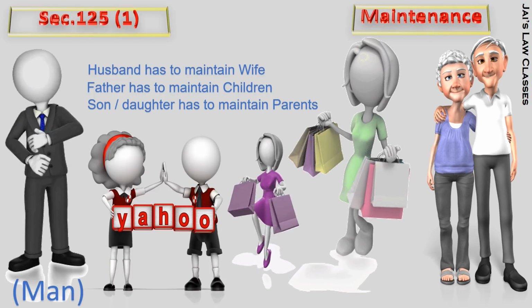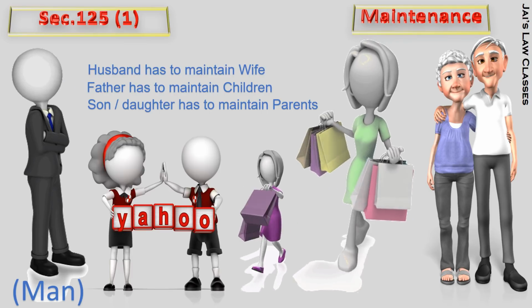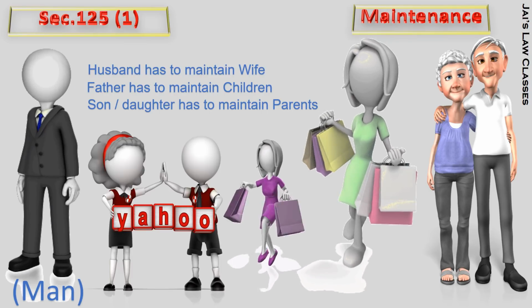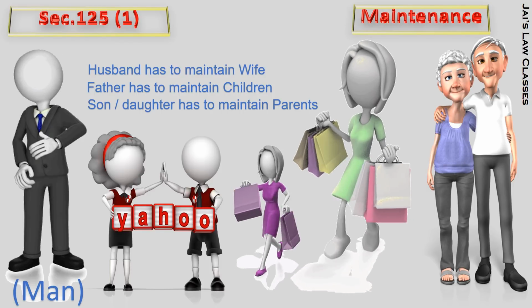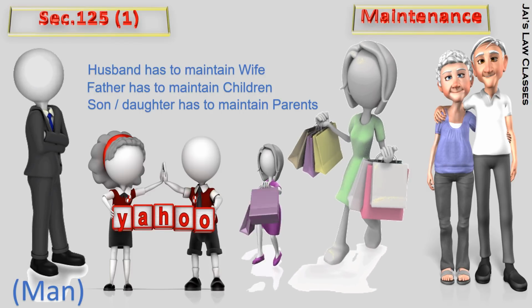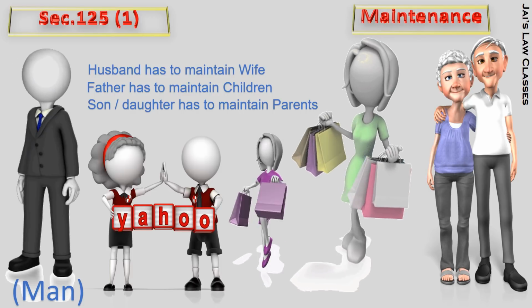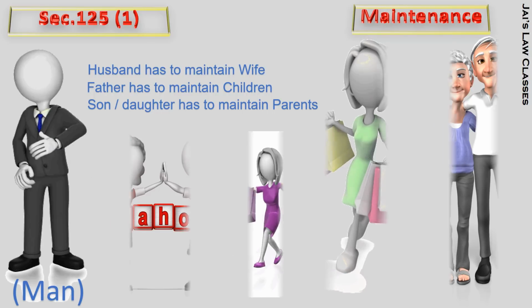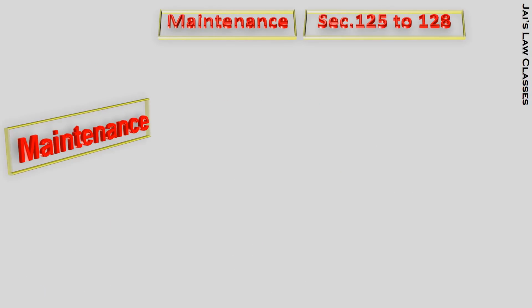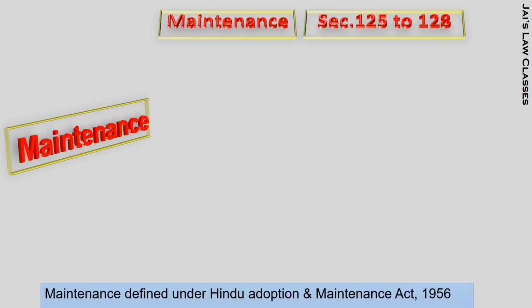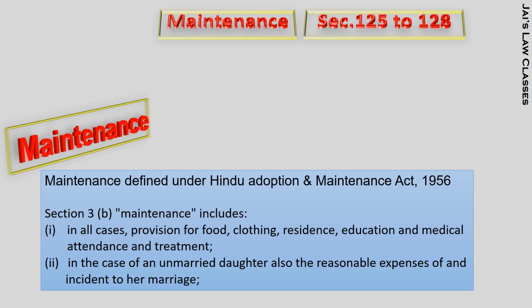And women still think that the life of a man is easy. Man, it does not seem to be that easy. These are all his responsibilities, and if he tries to run away from his responsibilities, the law will make him remember all his responsibilities. The word maintenance has not been defined in the Criminal Procedure Code. It has been defined under the Hindu Adoption and Maintenance Act 1956. So the definition of maintenance should be taken from here. Section 3, subsection B speaks about maintenance. It says it includes, number 1, in all cases, provision for food, clothing, residence, education, and medical attendance and treatment.